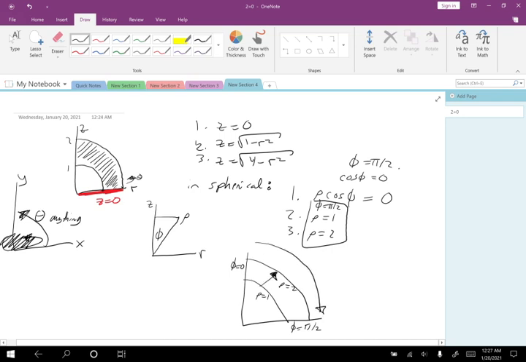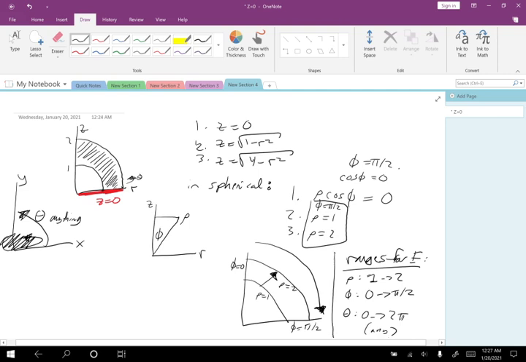I'm going to indicate arrows in this coordinate system to see what I might integrate along. So you can see that now the ranges for E are rho going from 1 to 2, phi going from 0 to pi over 2, and theta, if we think back all the way, we see that 0 to 2 pi anything is okay. So this is the description of E in spherical coordinates. And you can see it's a lot better than our previous representation because we had square roots.